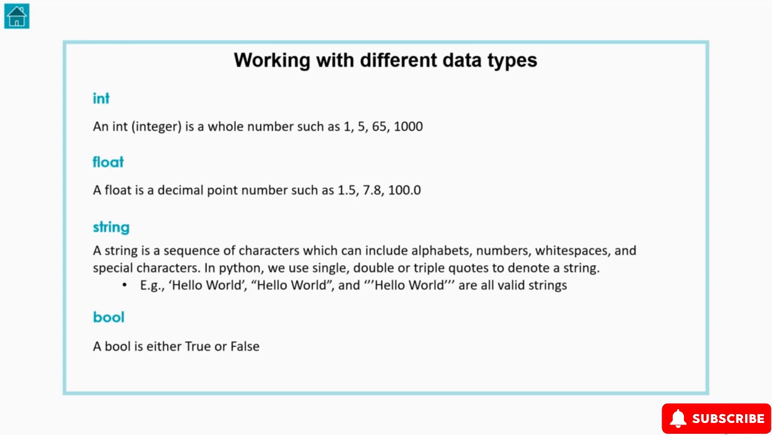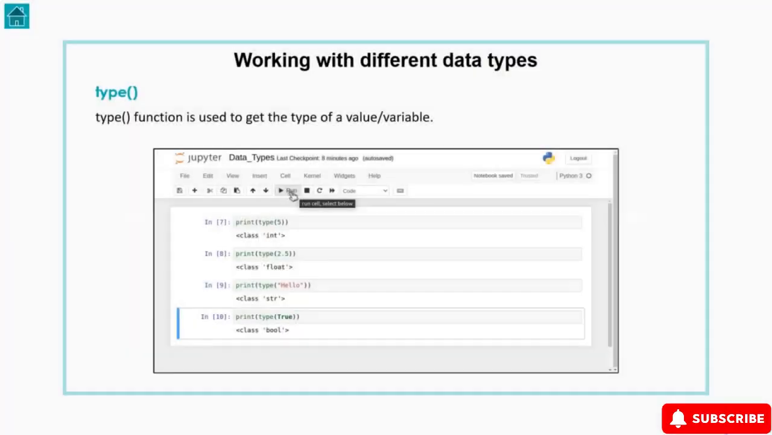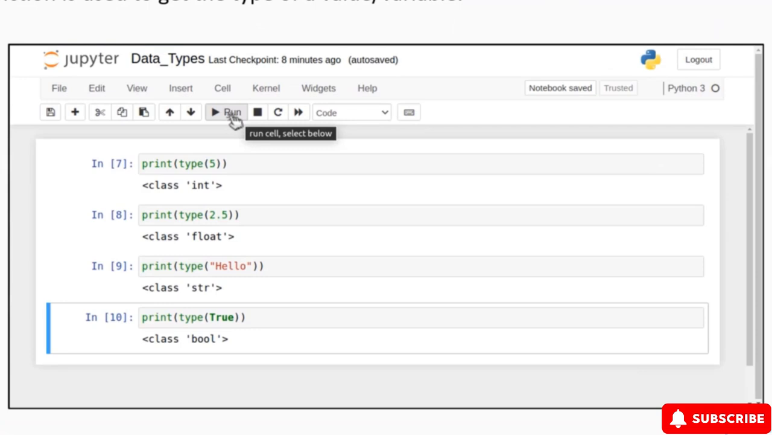A string is a sequence of characters which can be any combination of letters, numbers, white spaces, and special characters. A bool is either true or false. To get the data type of a value in Python, we use the type function. It returns us the data type of a value which can then be printed on screen using the print function. And now onto the next lecture, in which we'll go through the variables in Python.